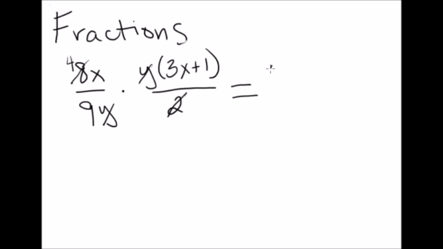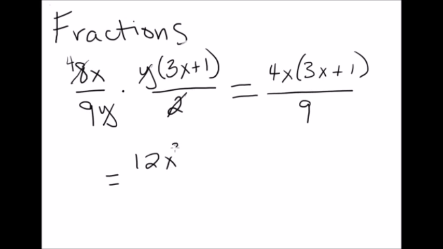And so I will then multiply 4x times (3x + 1) over 9, and I'll distribute it out. I get (12x² + 4x) over 9.